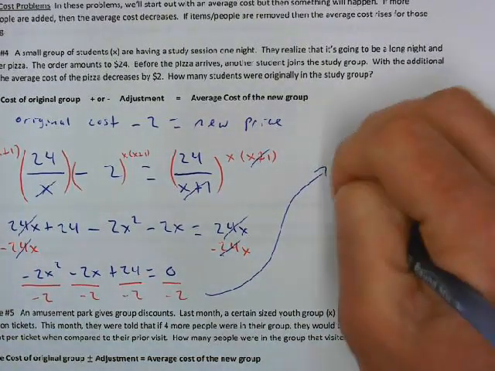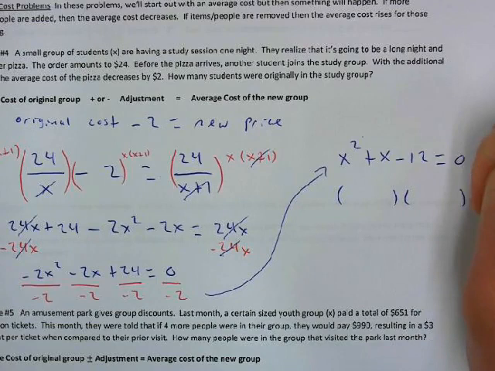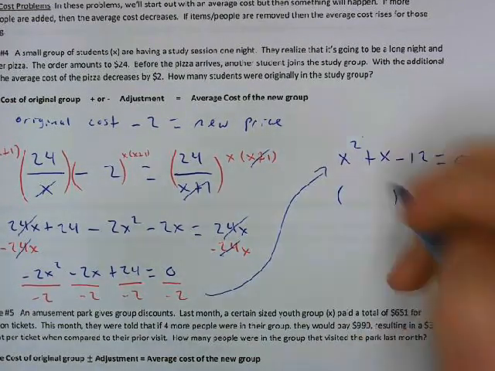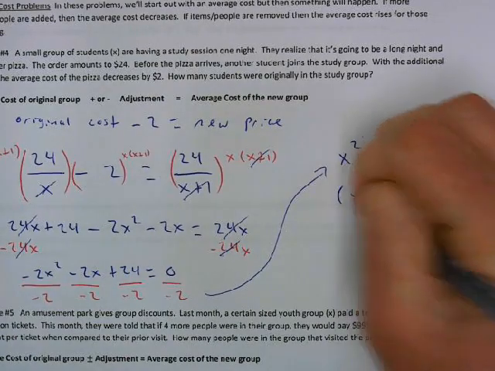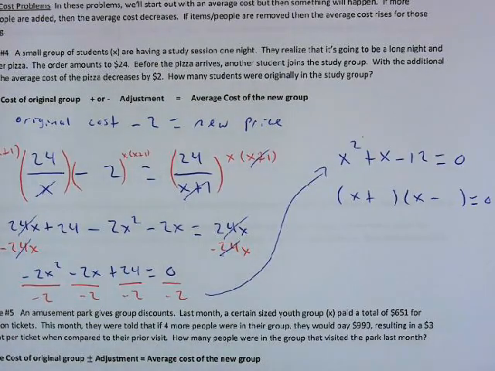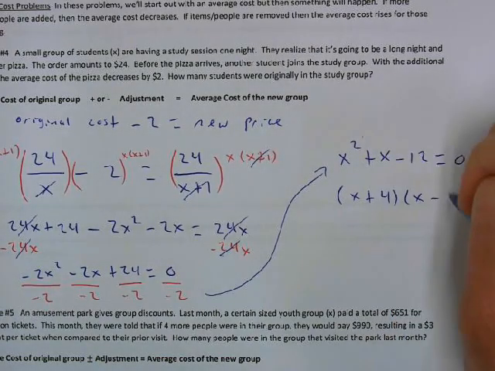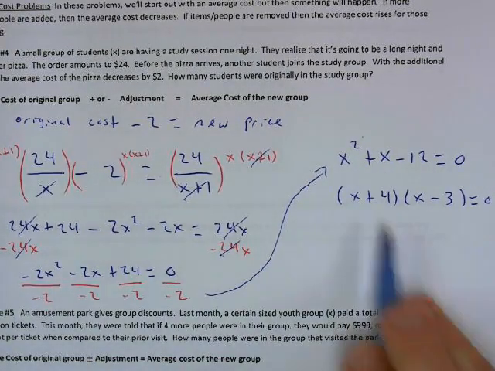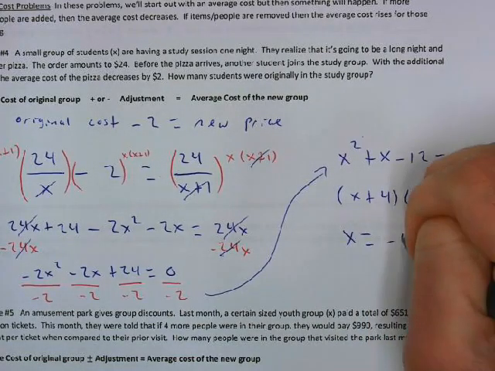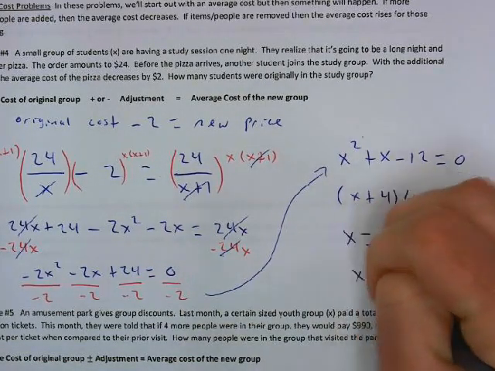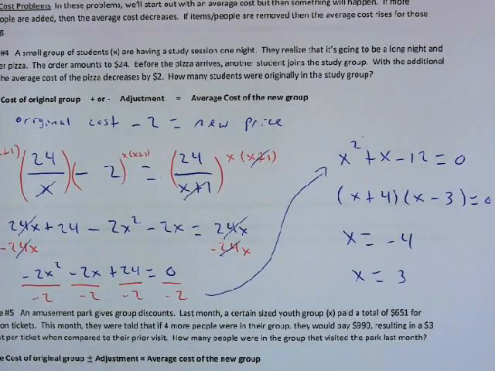We can factor this thing. I know my signs are different, so I've got one positive and one negative. I've got to have X and X to get X squared. And what multiplies to 12 and has a difference of 1? 4 and 3. The bigger one is positive. So X plus 4 and X minus 3, which gives me answers of negative 4 and positive 3. Okay, so are these my two answers?